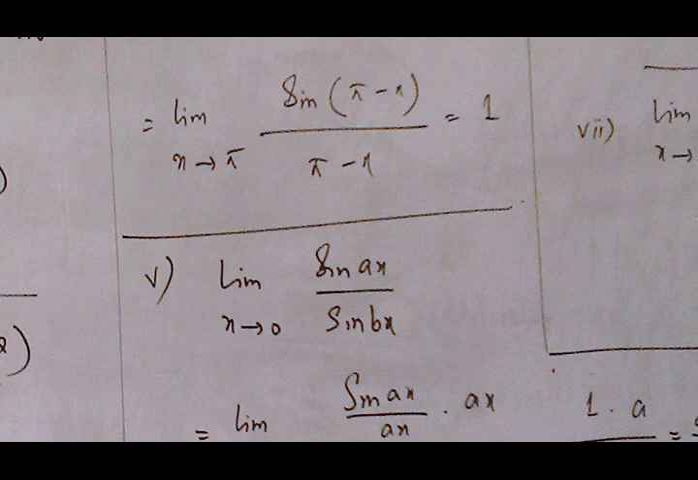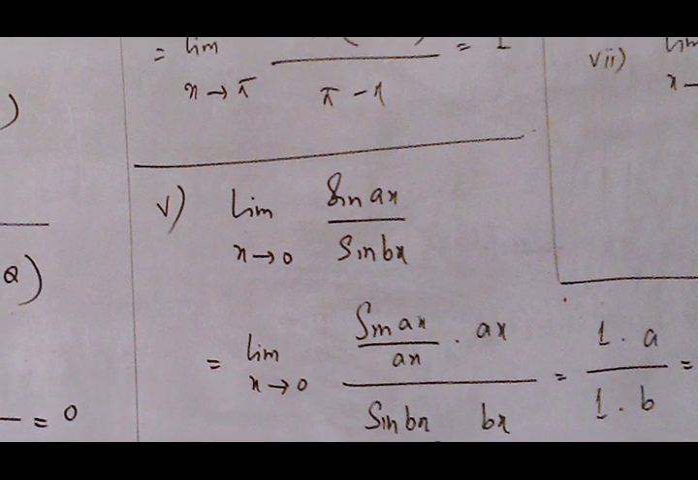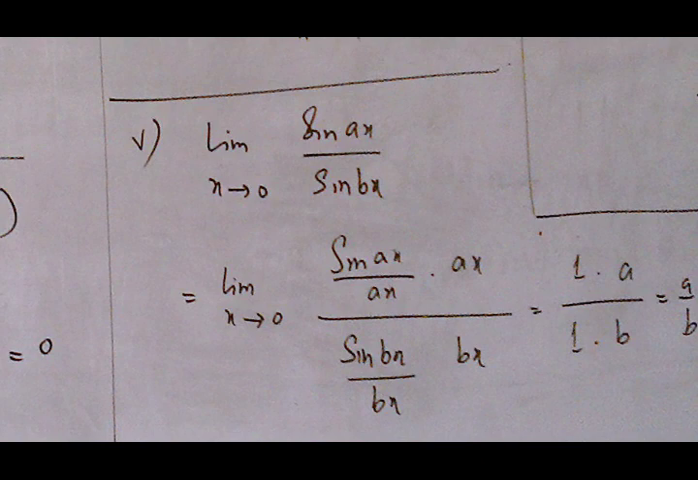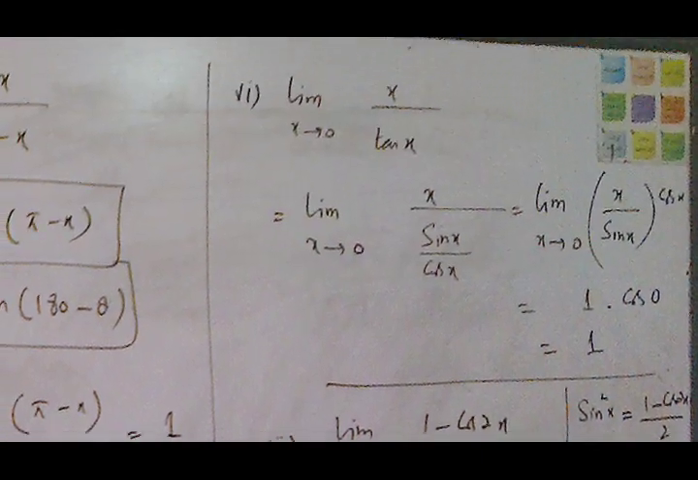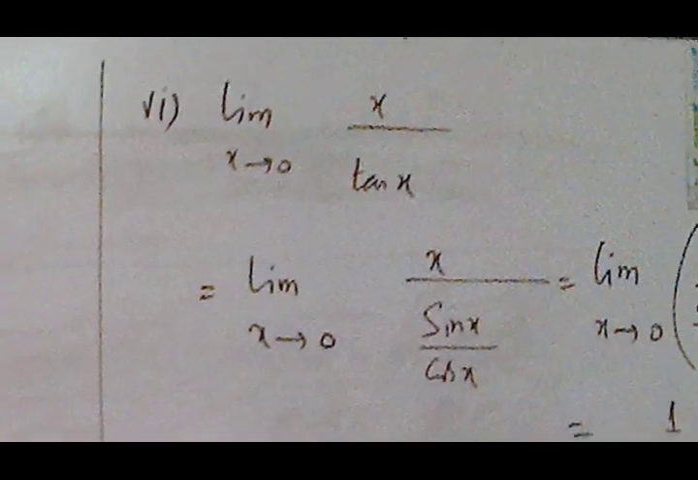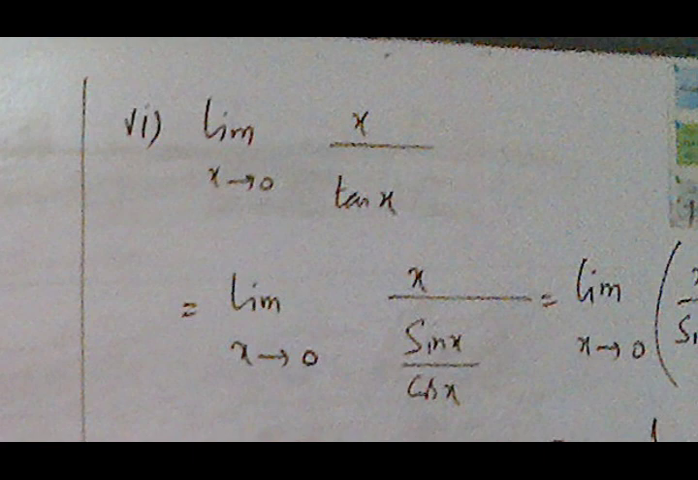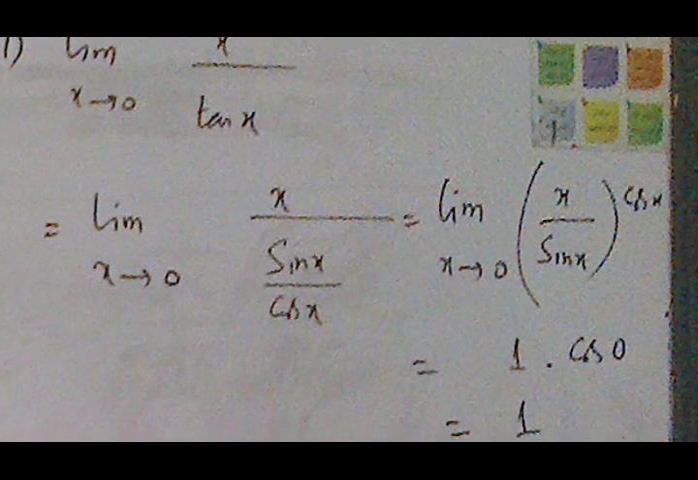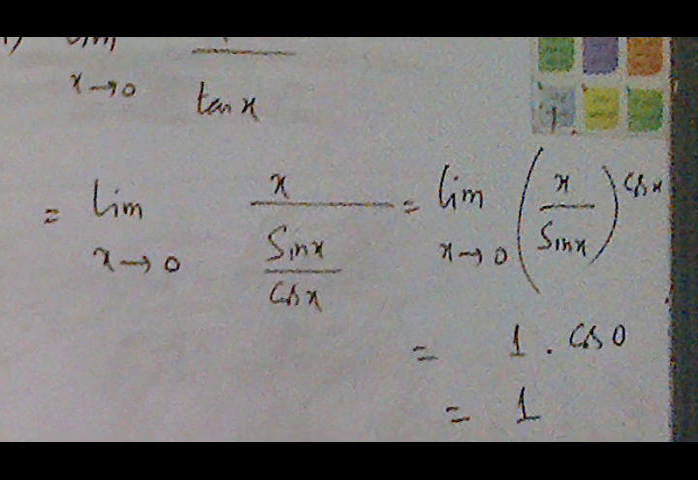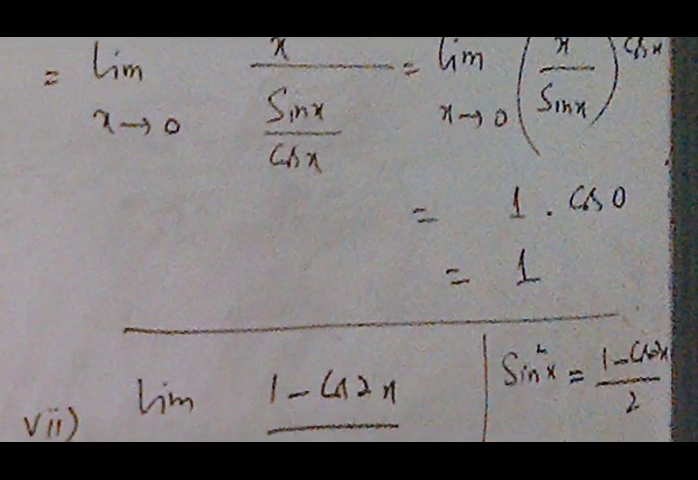Now in this question, sin ax over sin bx, we multiply and divide the numerator by ax and the denominator by bx. Both are equal to 1, x cut by x, and it is equal to a over b. x over tan x, we write tan x is equal to sin over cos. So x over sin x into cos x. x over sin x is equal to 1, cos 0 is equal to 1.